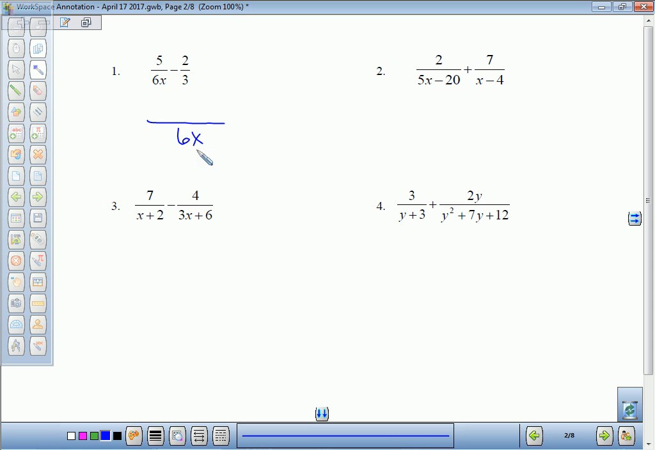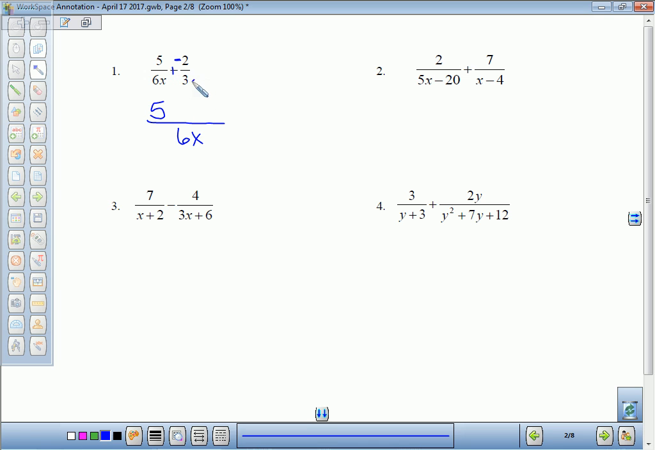So, this first fraction is good. It's already over 6x, so it doesn't need to be multiplied by anything. Now, this one happens to be subtraction. What we can do with subtraction is change it to adding the opposite of everything in the numerator. This numerator just happens to have 2 in it, so it becomes -2. But if it were x plus 2, it would become -x minus 2. Everything changes when we have subtraction.